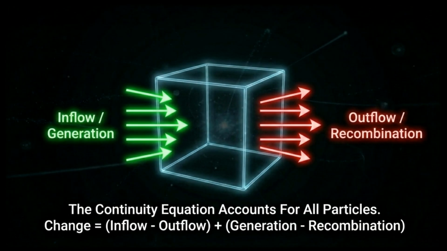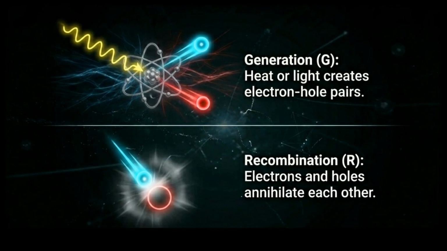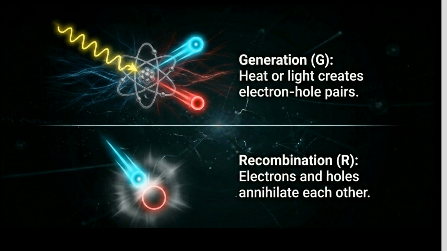The continuity equation accounts for all particles, considering inflow, outflow, generation, and recombination. Change in carrier concentration is calculated using these factors. The mathematical form of the continuity equation tracks current over space and time for both electrons and holes, incorporating generation and recombination rates. Generation involves heat or light, creating electron-hole pairs. Recombination is the process where electrons and holes annihilate each other.